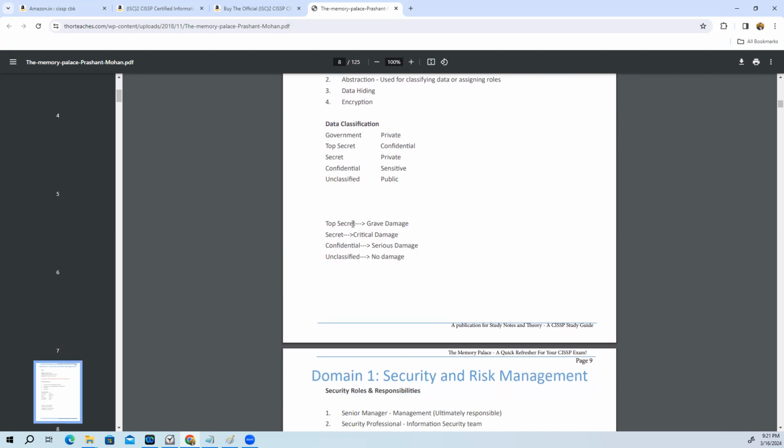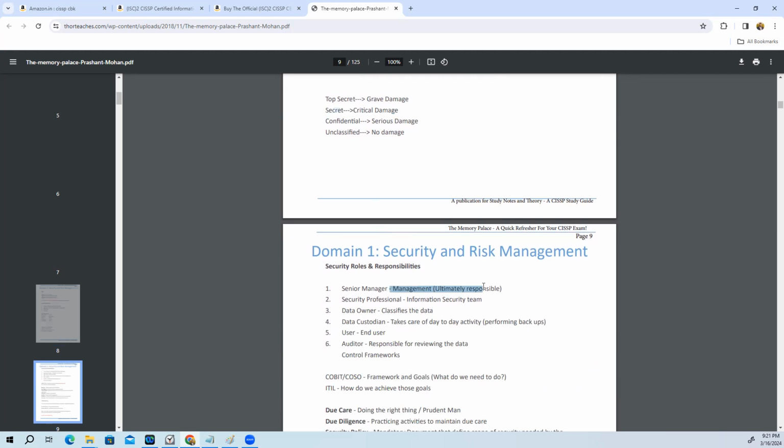Is it clear? Top secret, grave damage; secret, critical damage; senior management; management; ultimately, data owner; classified; data custodian and take care. See, he already made the notes. Understood, because he read the book and based on that, he made the notes. So the moral of the story is that instead of remembering everything, read the book one time, but not to memorize. Identify key points automatically, highlight those key points and make a note of them. The second time you read, read those pointers only, because that saves your time.